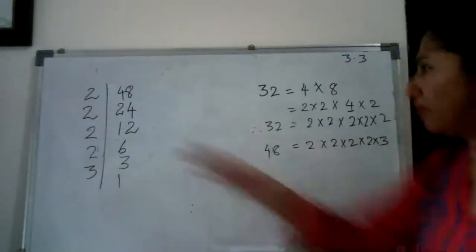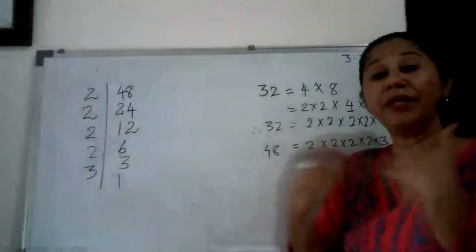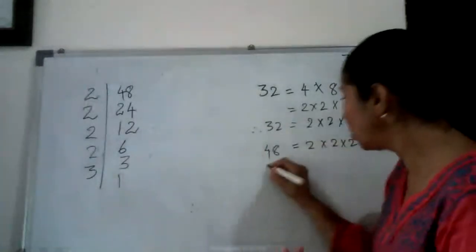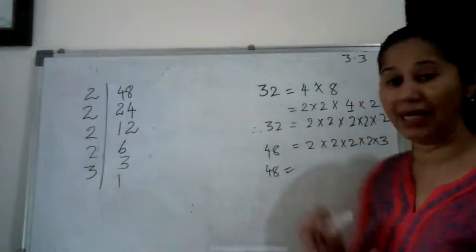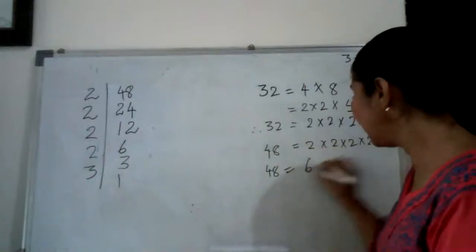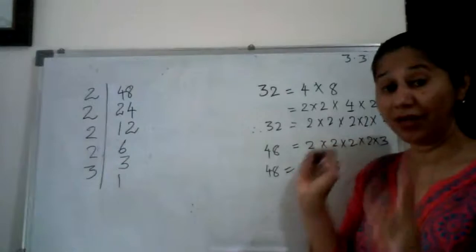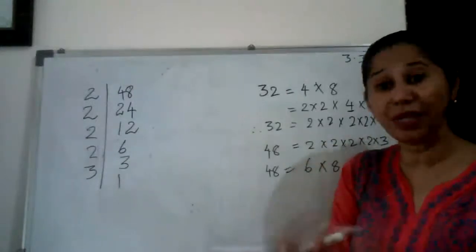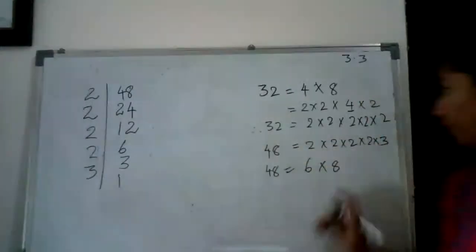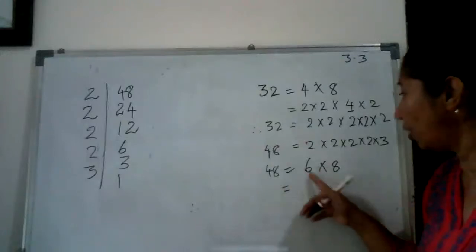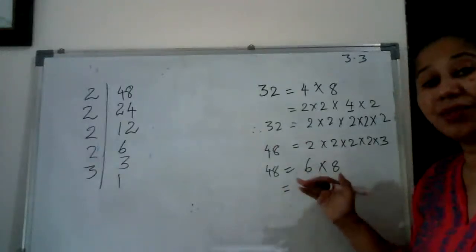Okay. And suppose I know these numbers, I'm very confident about my tables. So how can I do this? 48, I know 48 is what? 6 8s. See, if you know this, if you're comfortable with tables, it is very short for you. And directly you get it. See, in 2 steps I got the answer. So you know 6. 6 is what? 2 3s.